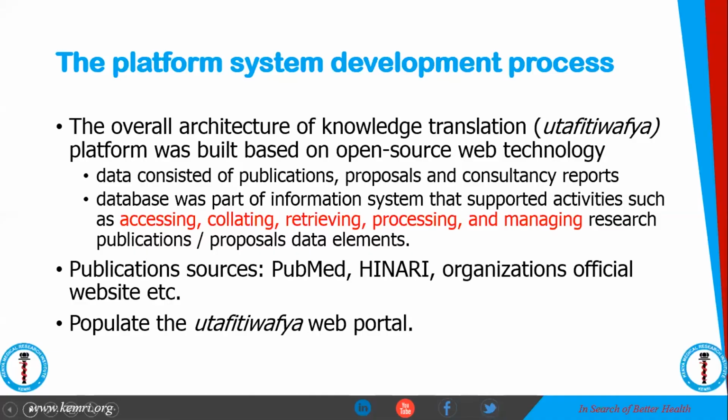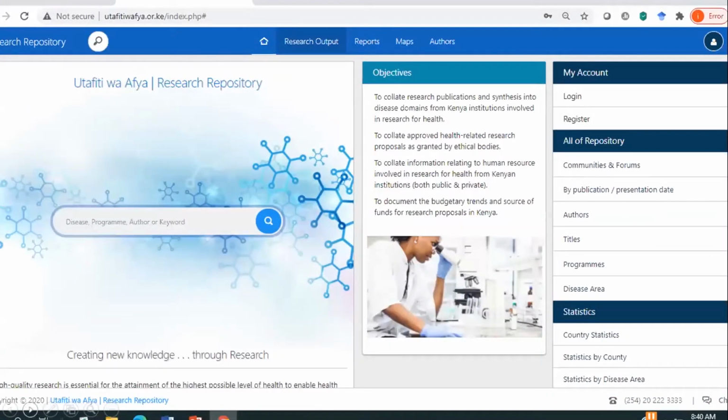Next slide, please. And here we can see the first page of this Utafiti Afya research repository. The research champions would go in, register, log in, and start uploading the information. The main objective of this repository is really to collect research publications and theses into disease domains from Kenyan institutions involved in research, and also proposals. So once you open the Utafiti Afya repository, this is the first page that comes out, and we were able to train the research champions on how to upload their information on this platform. Next, please.